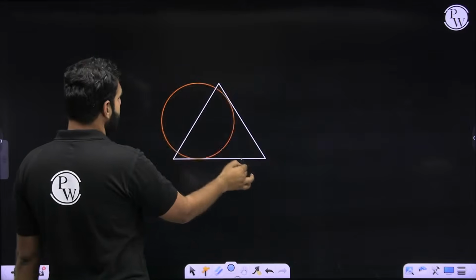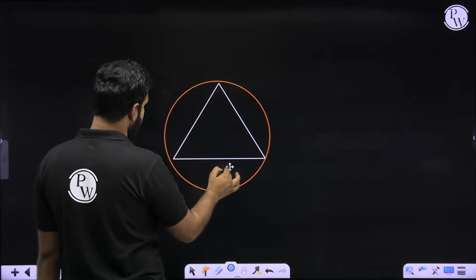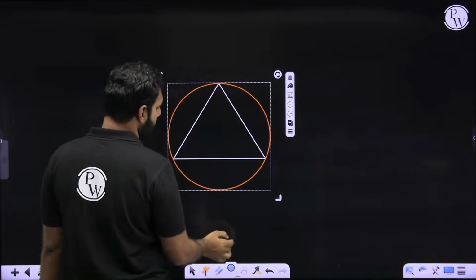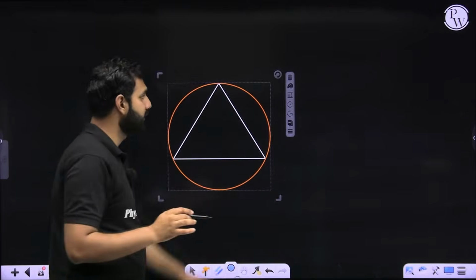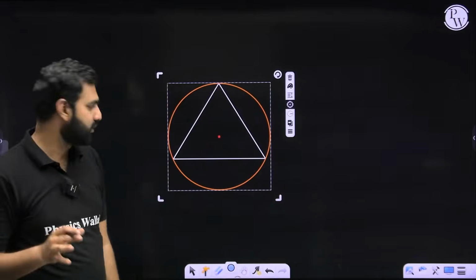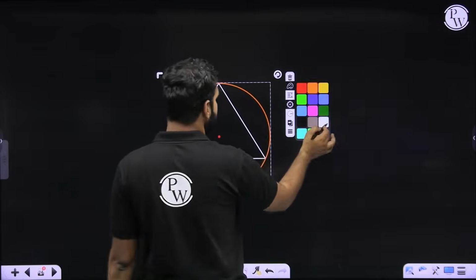What do I mean by that? So I'm drawing a circle over here like this, and what is special about that circle? That this circle passes through all the three vertices of this triangle. I hope you can see it very clearly right there in front of you.